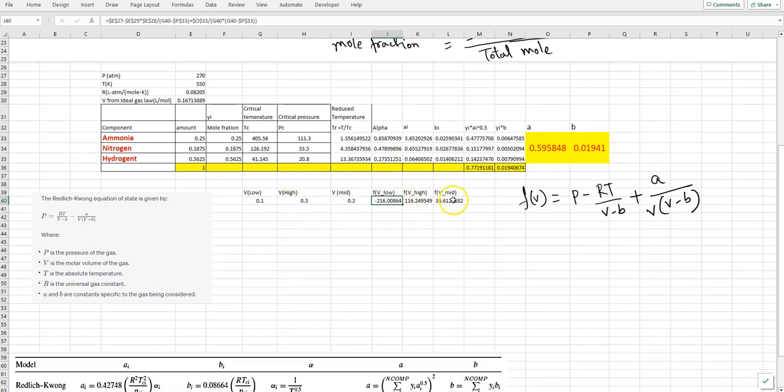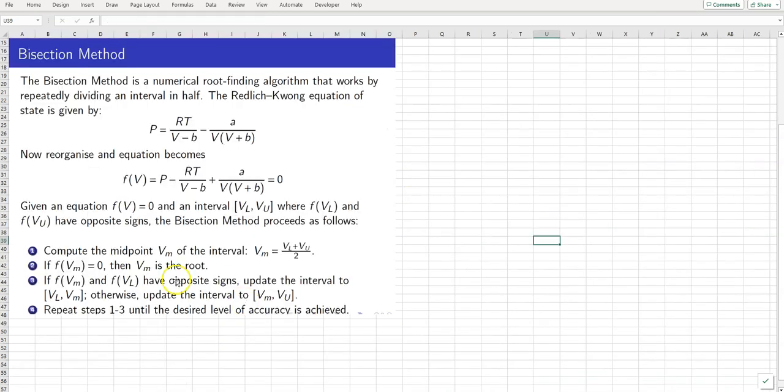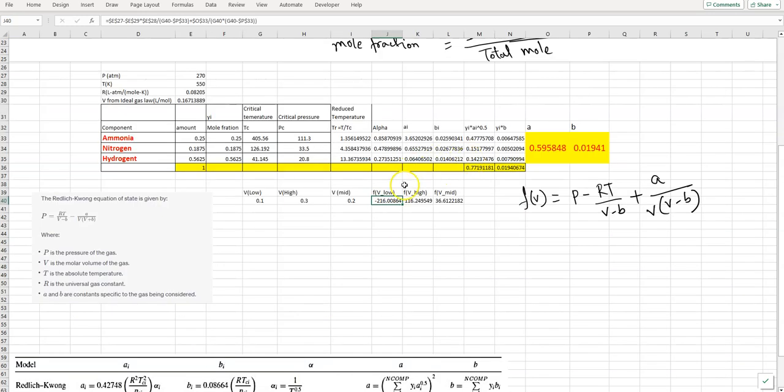So when the root lies between, if Vm and Vl have opposite signs, we update the interval to Vl and Vm, otherwise the other one. Now you can see that Vl and Vm have opposite signs, so V will change to 0.2, and this stays as it is at 0.1, and then we have to calculate the midpoint.